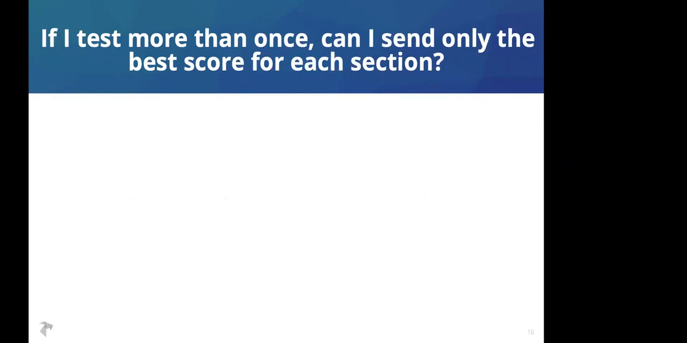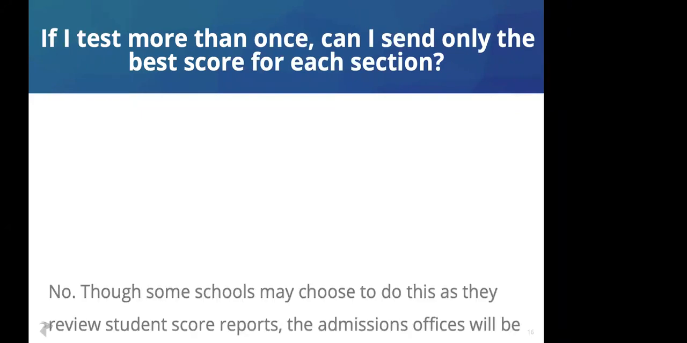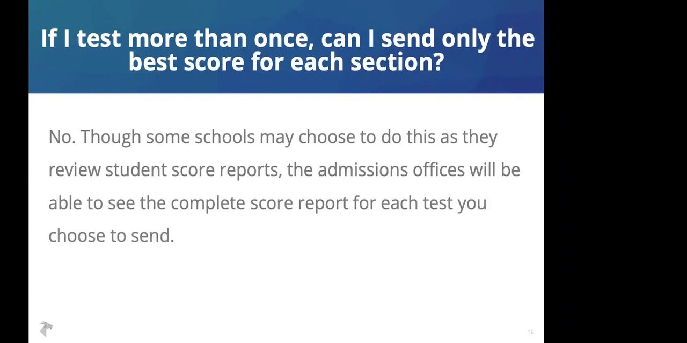If I test more than once, can I send only the best scores for each section? So this is commonly known as super scoring. And no, you may not. So though some schools may choose to do this as they receive student score reports, the admissions office will be able to see the complete score report for each test you choose to send. So you cannot just choose a verbal section from a fall test and a quantitative section from a winter test. You'd have to send the complete score report for each.